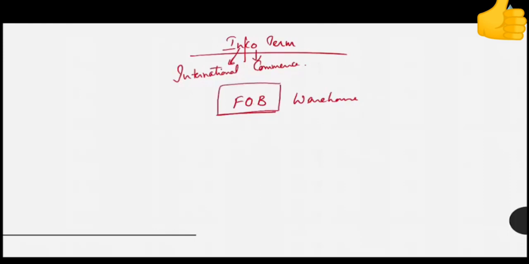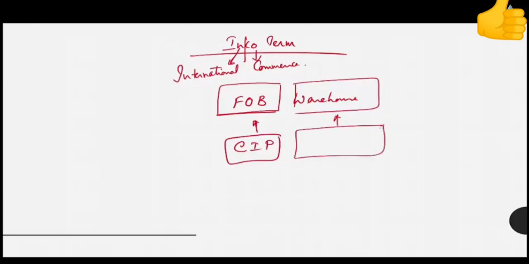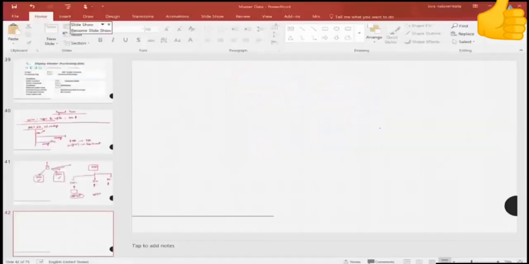Part 1 is a standard term and part 2 is free-form text. You could qualify part 1 in part 2. For example, free on board. Free on board until where? Warehouse. Another example is CIP, carriage and insurance paid. By whom? Until what point? Can be specified in part 2. Let's go see some examples.